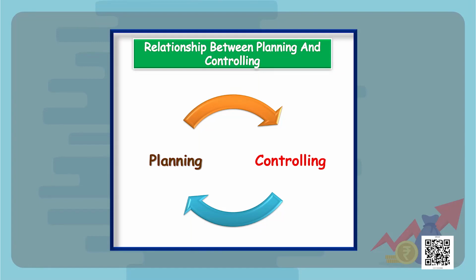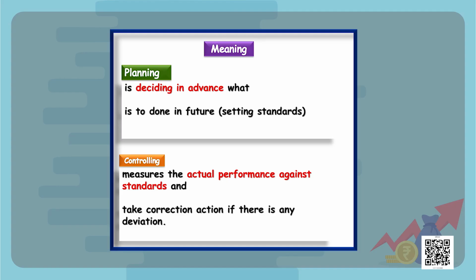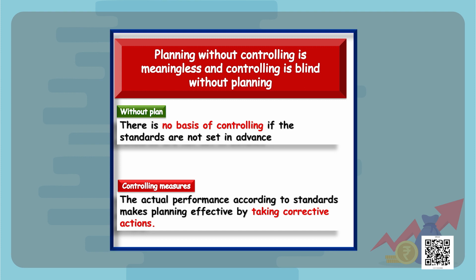Planning and controlling are the two sides of the same coin. These are interdependent on each other. Planning means deciding in advance what to do and how to do it. Controlling measures the performance of the organization according to the standard set, analyzes the deviation, and then takes the corrective action. So, planning without controlling is meaningless and controlling is blind without planning.